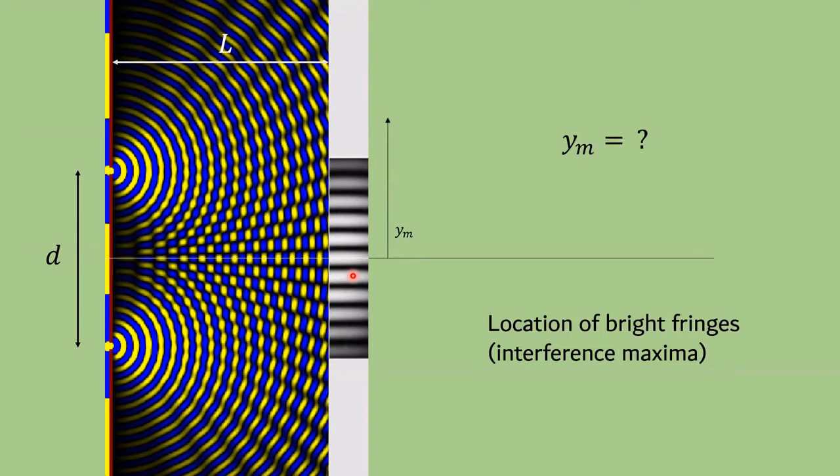Okay, so we'll use the symbol y sub m to identify the location of the mth bright fringe. And the center one in the forward direction is y sub 0. We can call them bright fringes, or we can call them interference maxima. They mean the same thing.